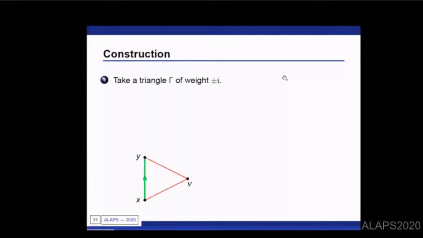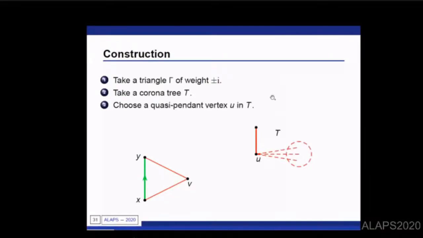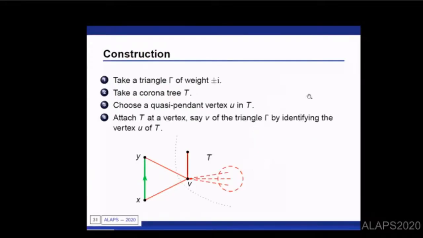So what we do, we take a triangle gamma of weights, say plus minus i. Then we take a simple corona tree T. Then we identify a quasi-pendant vertex. A quasi-pendant vertex means a vertex which is adjacent to a pendant vertex. And then we join it, attach it at the cycle. And the resulting graph is a unicyclic three-colored digraph.